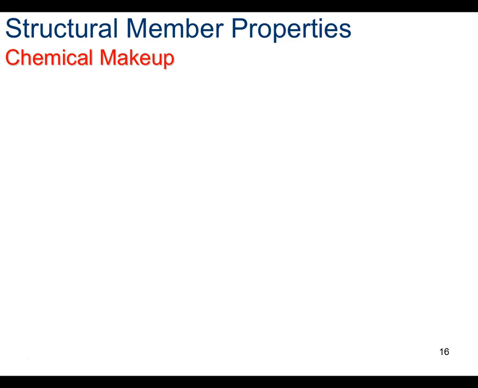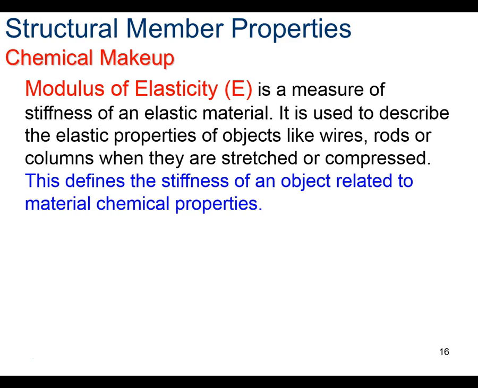The cross-sectional shape is not the only factor which determines how stiff a beam will be. What the beam is made out of also has a big impact. This is known as the modulus of elasticity, which is a measure of how stiff an elastic material is.